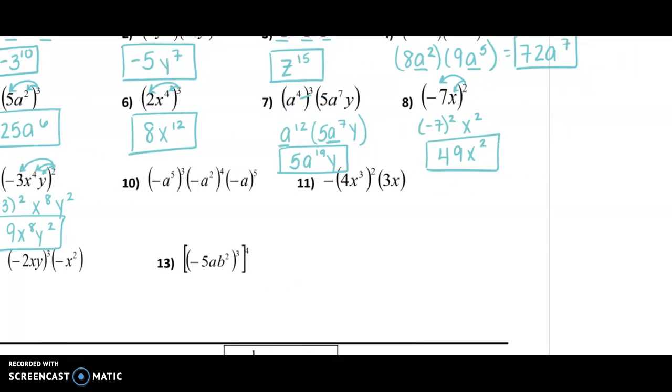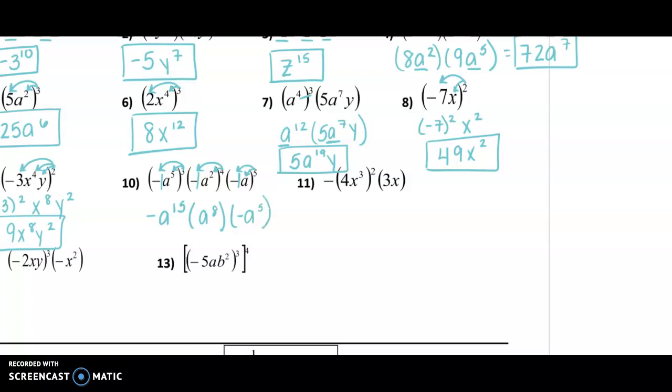Number 10, be cautious here because there is actually a negative 1 in front of all of those. So those exponents not only go to the a's, but also go to the negative ones in front. Negative 1 to the 3rd, if you put that into your calculator, it'll stay negative 1. So that would be negative, you can put a 1 there or just a negative. A to the 5th to the 3rd, multiply the exponents, so a to the 15th. Times negative 1 to the 4th power is actually going to become positive 1. So then that's just going to go away. A to the 2nd to the 4th becomes a to the 8th. Negative 1 to the 5th is actually going to stay negative. And then a to the 5th.